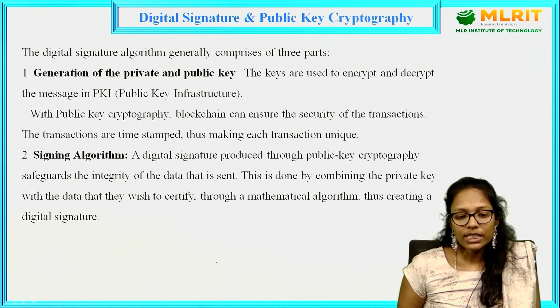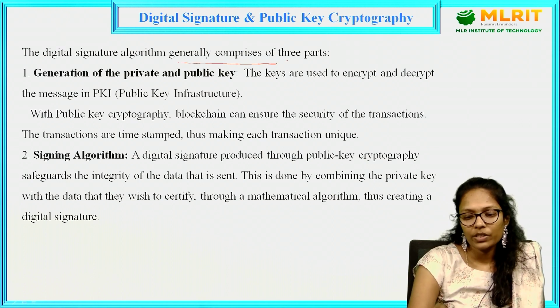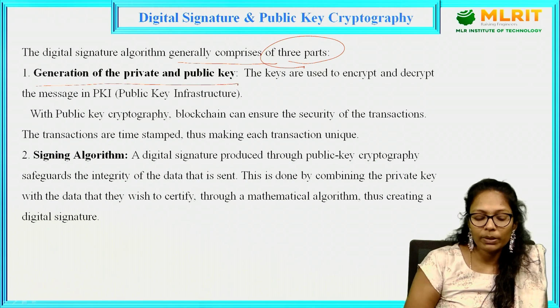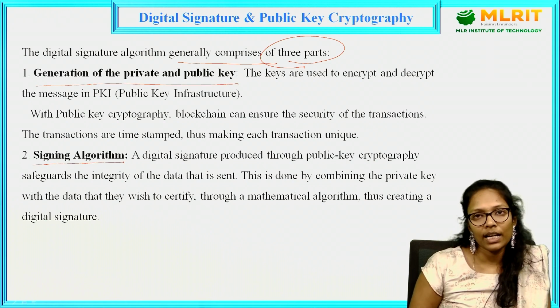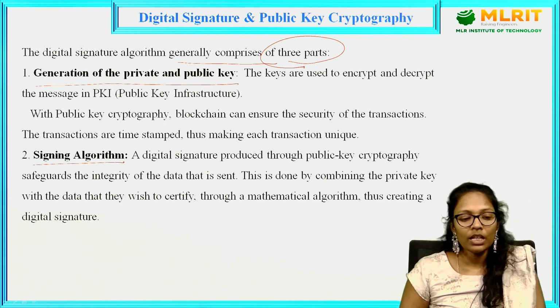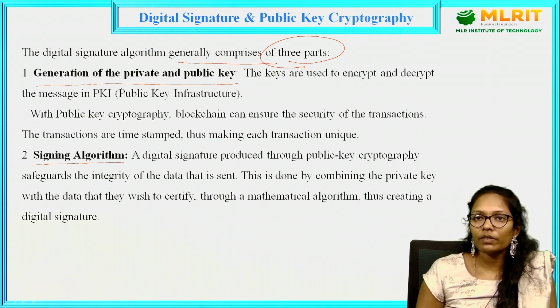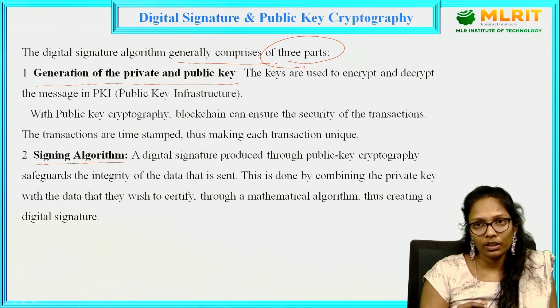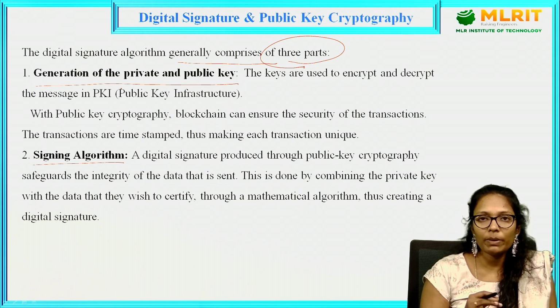The digital signature algorithm generally comprises three parts. The first part is generation of the private and public key, the second is the signing algorithm, and the third one is verification. The first one is generation of the private and public key. Just now we have seen that, right? Every account or every person will have two keys here.